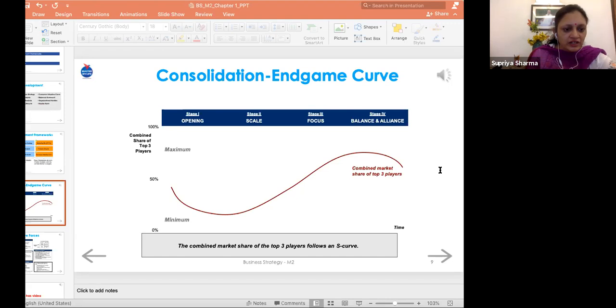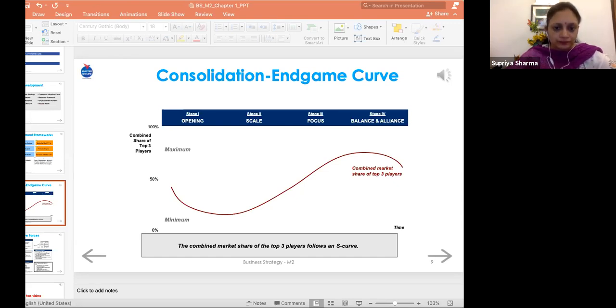Because if my foundation is strong, and I can only gather market share if I appeal to the customer segments that I am targeting. If I appeal to them, then only I will be able to amass the market share. So in the opening stage, market share is the main thing, and acquisition of skill sets. These are the two things which we see at the opening stage.